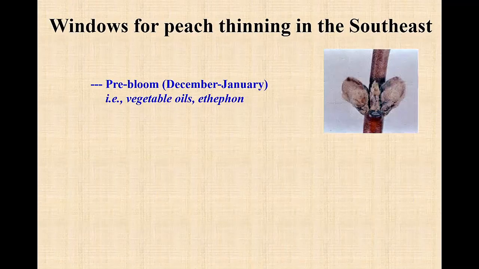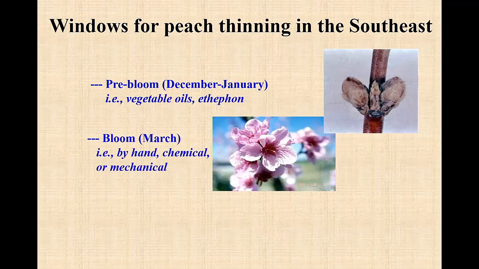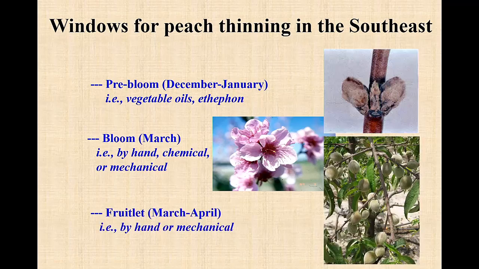Windows for thinning peaches: you can do it pre-bloom. I've done it with dormant or vegetable oils, which I'll talk about. You can do it during bloom, which obviously for early varieties and varieties that have trouble sizing, that's when we go in to bloom thin in March. And usually we do it by hand, but I'm going to talk about other ways to bloom thin. And then, of course, the fruitlet stage. We always come in, whether we bloom thin or not, to regulate the crop by hand thinning, usually at the fruitlet stage.